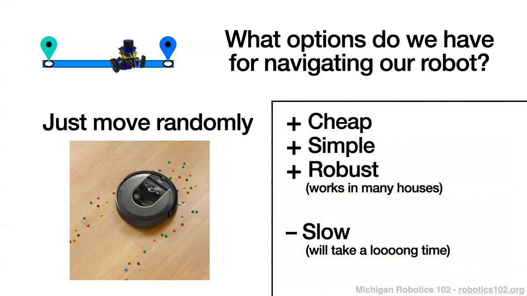The reason why you can buy these robots for potentially $100 or $200 is because of minimal computation on board. I don't have to run a big computer. I can make my algorithms really simple. And if I design my system really well, it's going to be robust enough and it's going to work in people's houses. But the problem is, if we want to get maximum coverage, it's going to be slow. It's going to take a ton of time to actually clean the house, right? And so just moving around randomly can do a lot for you, but there are pros and cons. Does that make sense?